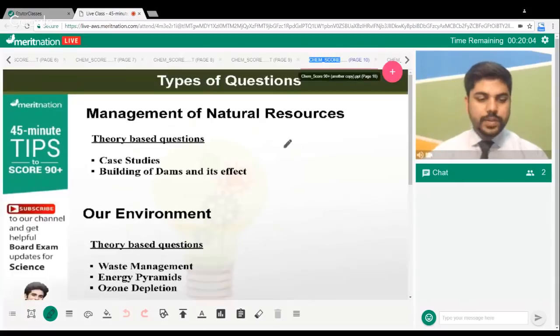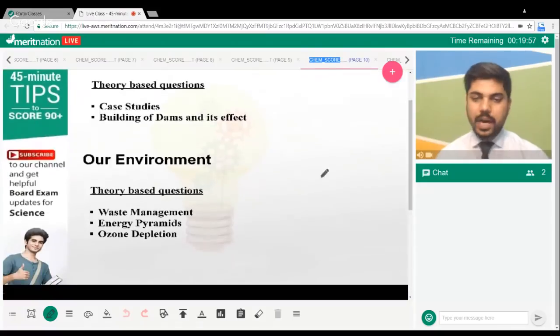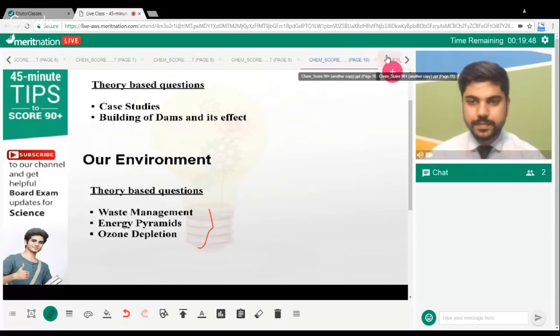Yes, from the management of natural resources, only theory based questions can be asked. From our environment chapter, yes, again, theory based questions can be asked. So, no need to worry about the practical based questions from these two chapters.